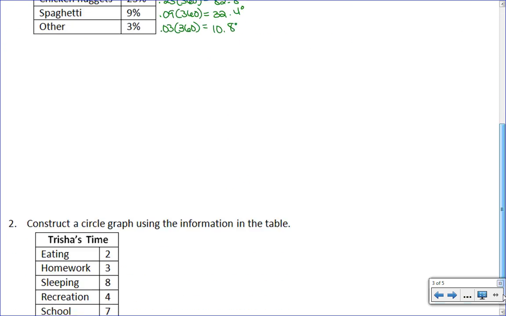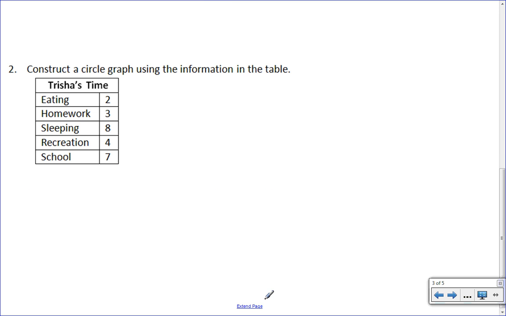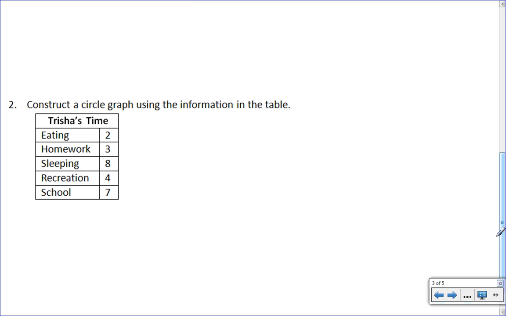Okay. For an example like number 2, notice here that you're not given the percents. So that would be the first thing that you would need to calculate. And in order to calculate a percent, we would need to know what the whole is. So let's figure out what the total is here. 2 plus 3 plus 8 plus 4 plus 7. The total is 24.